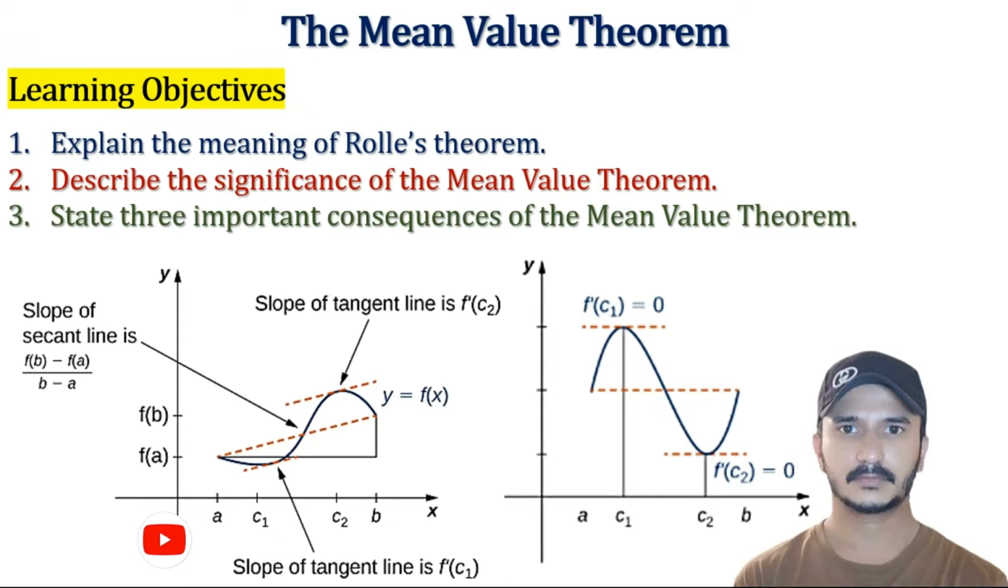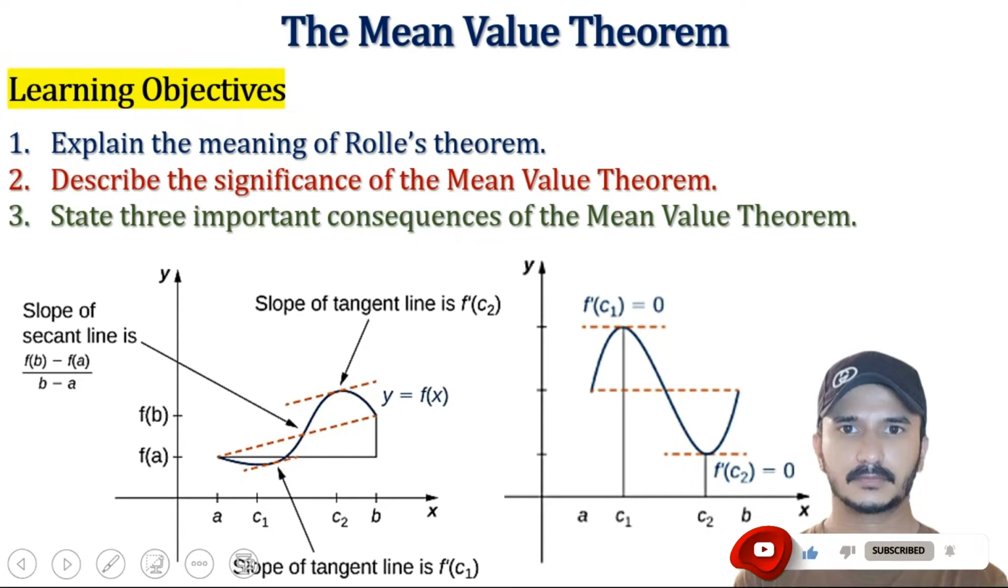In this lecture, we discuss the mean value theorem. Learning objectives: number 1, explain the meaning of Rolle's theorem. Number 2, describe the significance of the mean value theorem. Number 3, state 3 important consequences of the mean value theorem.